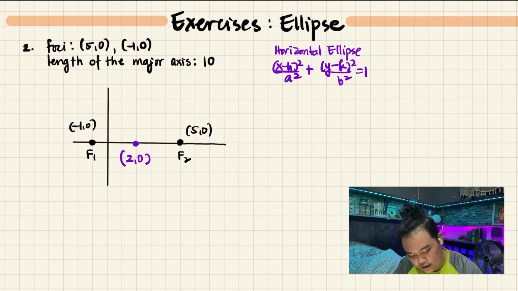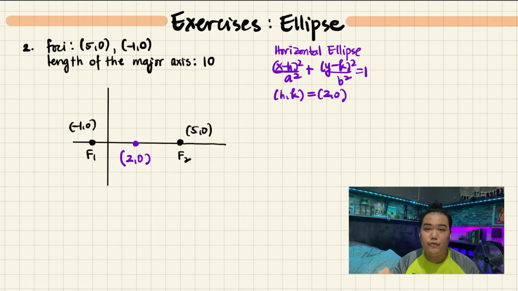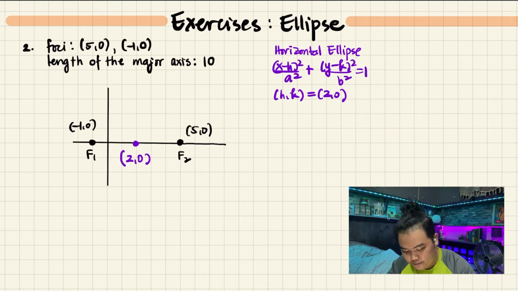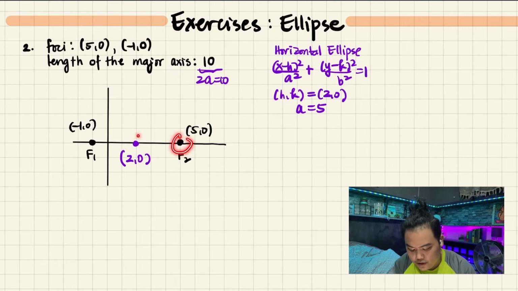So ang ating HK is 2, 0. Meron siyang sinasabi dito, the length of the major axis is 10. Major axis isang buo yun. So yun yung from vertex to vertex. So kung gusto mong center to vertex lang, you have to divide this by 2. So this means 2a is 10, or a is equal to 5. Ang kulang na lang si b. Pero meron tayong focus tsaka center. Center to focus, that is yung c. Ilang units yon? 3 units away.